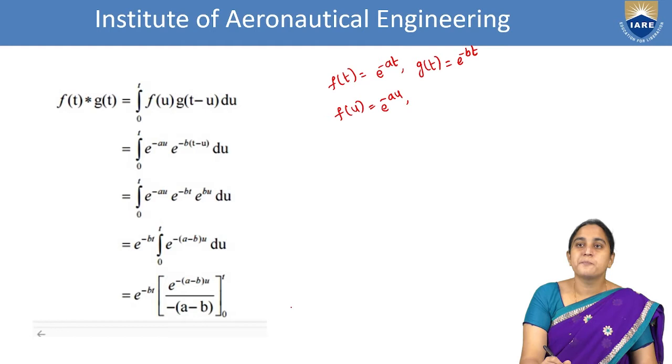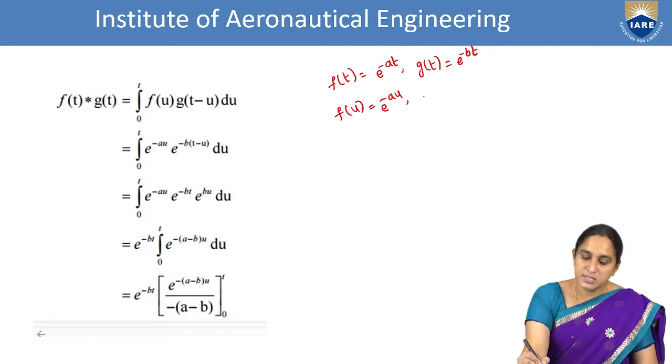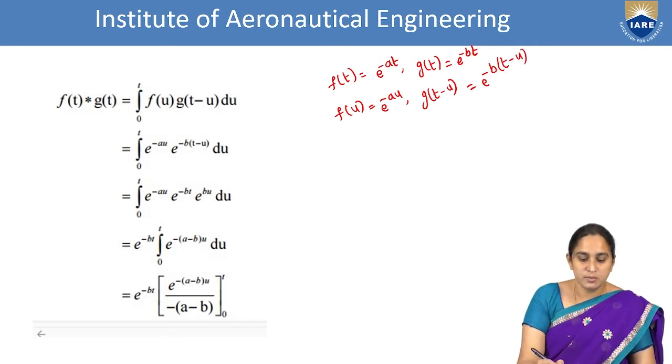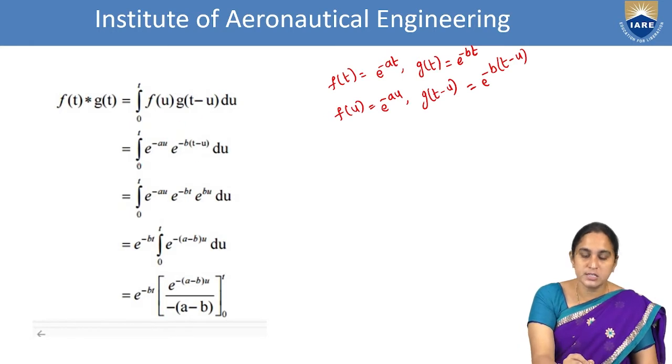That is e power minus au. And in place of g of t, I'll take g of t minus u form, that is e power minus b of (t minus u). Therefore, substitute in the formula: integral 0 to t, f of u as e power minus au and g of t minus u as e power minus b into (t minus u), du.